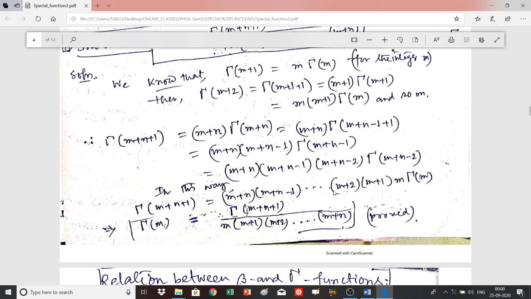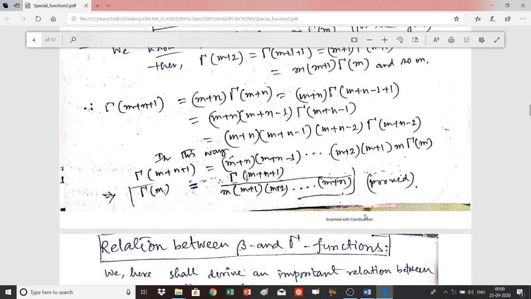you can write from here this expression that gamma m is equal to gamma m plus n plus 1 divided by m, then m plus 1, then m plus 2, in this way up to m plus n. So this has been proved.